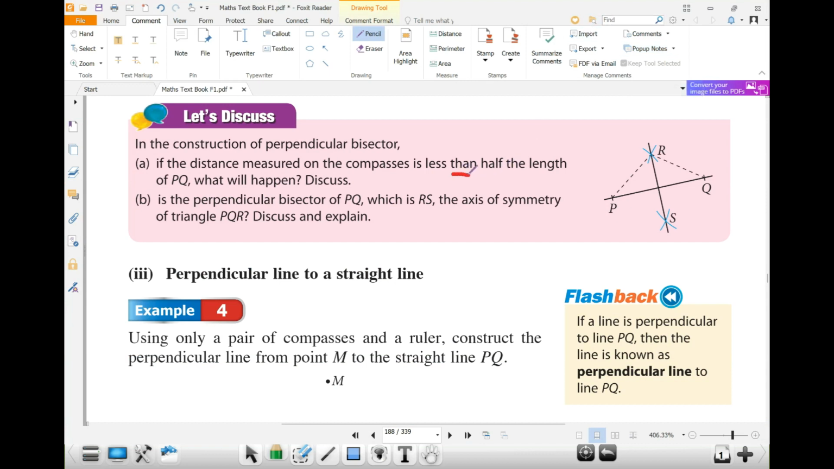Okay? So another question here. Is the perpendicular bisector of PQ here, this one, which is RS, the axis of symmetry of triangle PQR? So they form up a triangle like this. So they ask you, is the line RS an axis of symmetry for this triangle PQR? Yes or no? Yes.